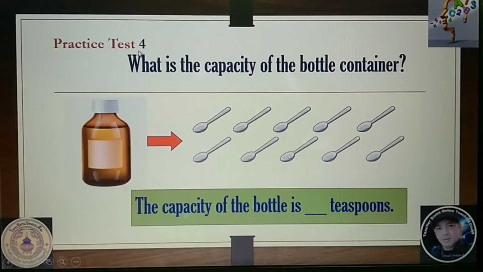Practice test number 4. What is the capacity of the bottle container? The capacity of the bottle is teaspoons.